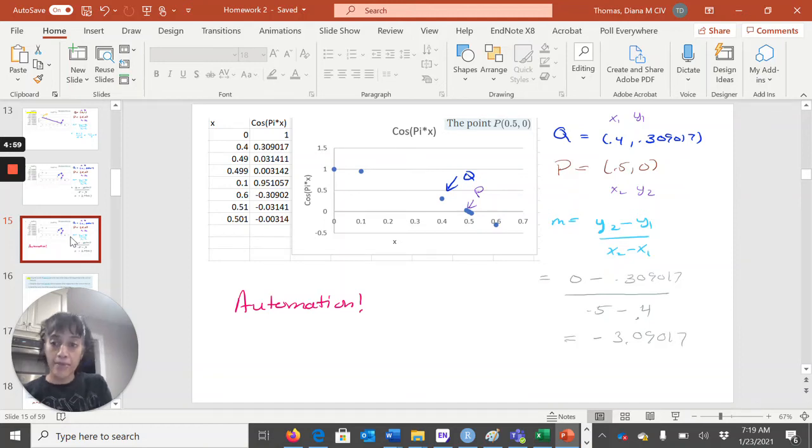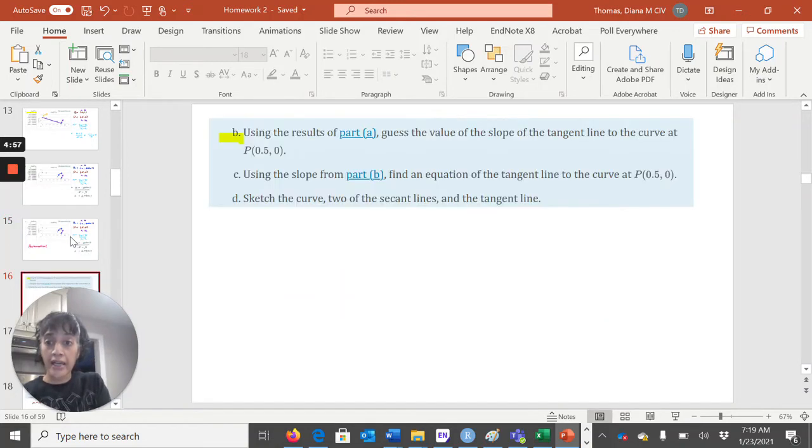All right, so I ended up showing you my Excel data. I got in part A that my slope looks close to pi, and so I'm going to guess that my slope is pi. And then they want me to find the slope of the tangent line.